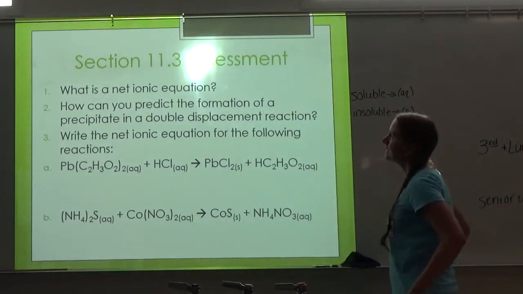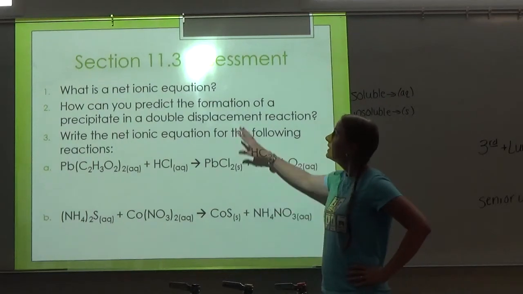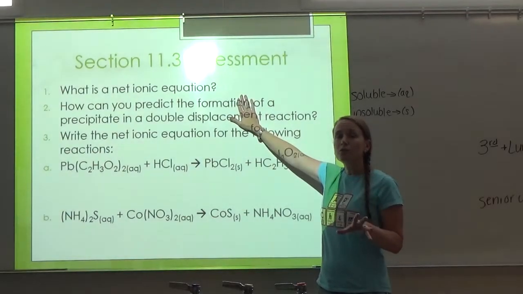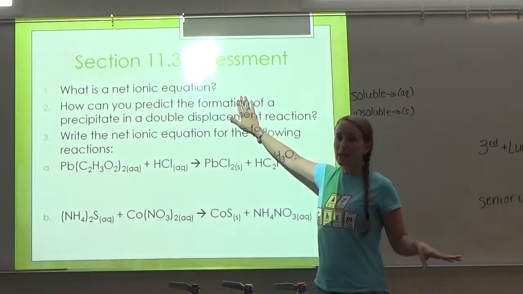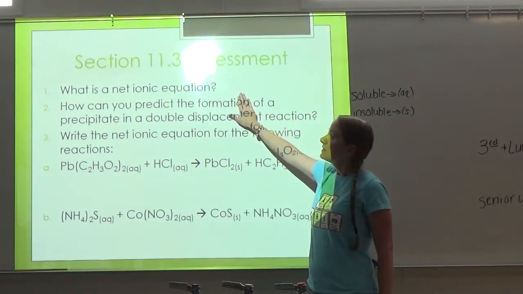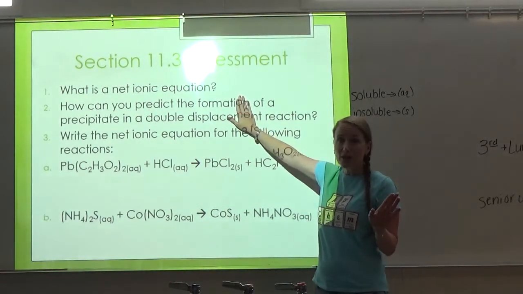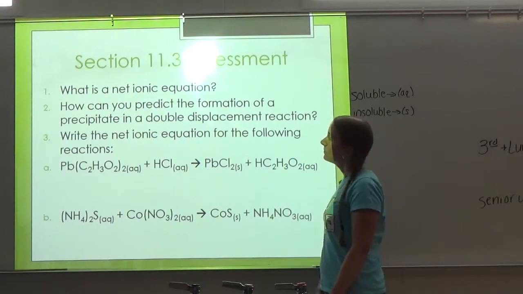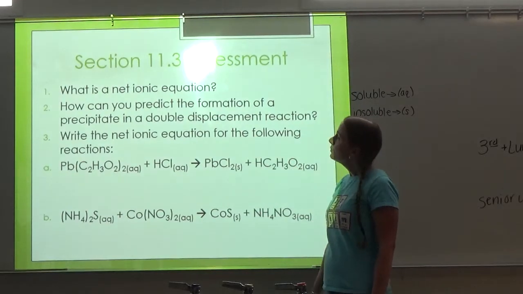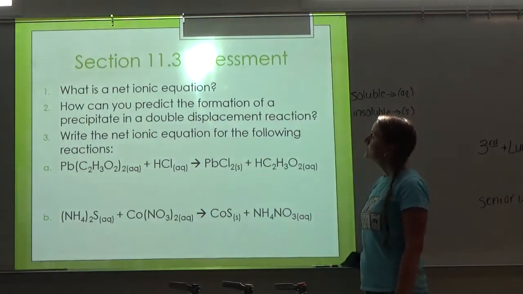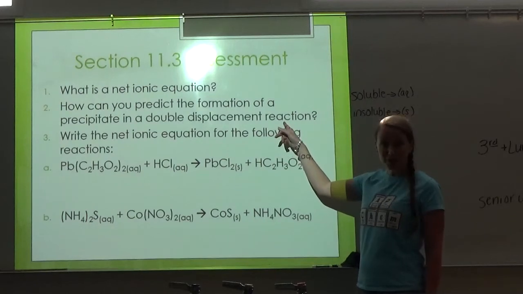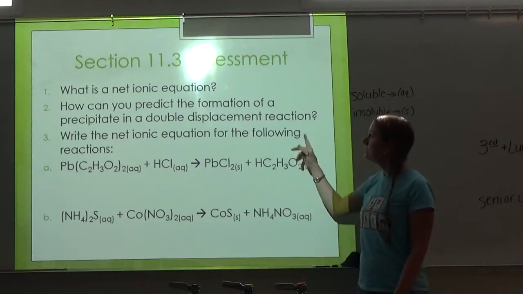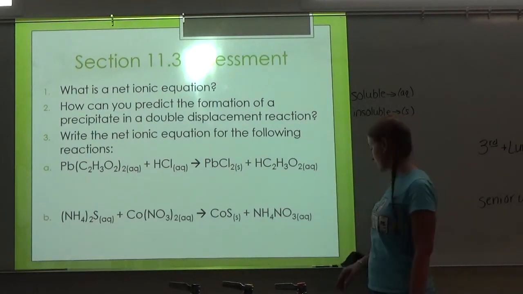All right, so let's knock out this section assessment. So what is a net ionic equation? A net ionic equation has no spectator ions, and it only includes the substances that actually react in a reaction. So number 2, how can you predict the formation of a precipitate in a double displacement reaction? Well, you just use your solubility rules. If something is insoluble, you formed a precipitate.